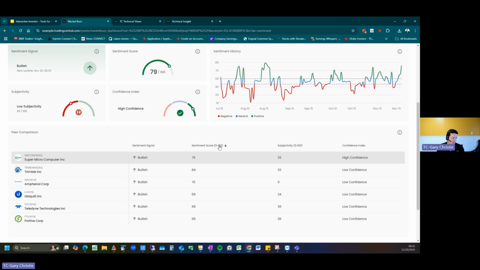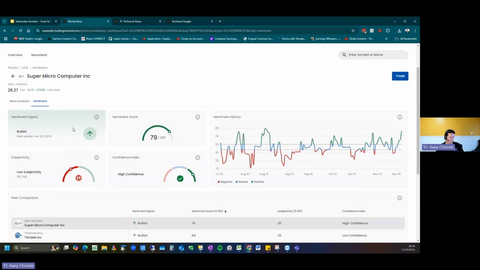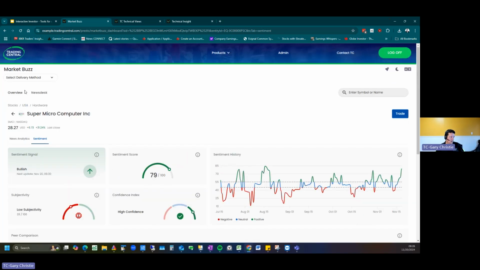So I go from highest to lowest, right? I can now compare other stocks in the same sector on the news confidence, subjectivity, sensitivity, and all that fun stuff that we just looked at. So pretty cool there. That's Market Buzz.